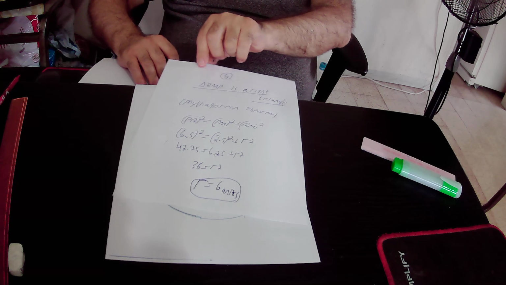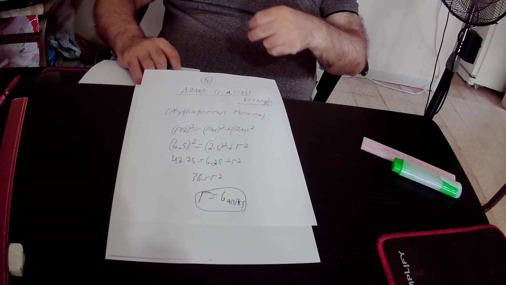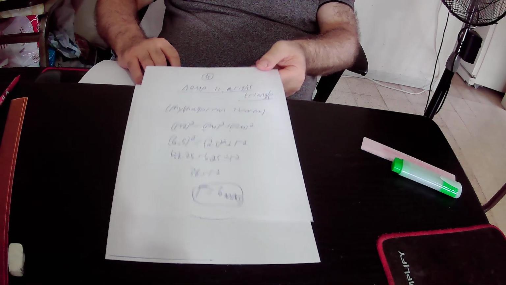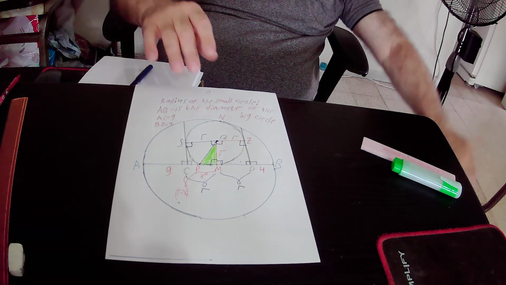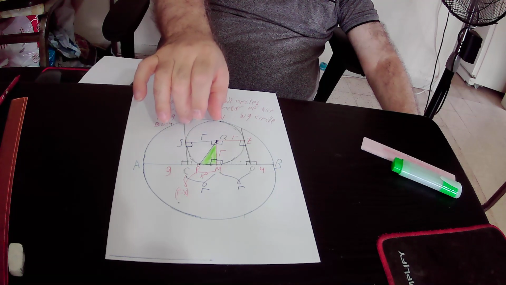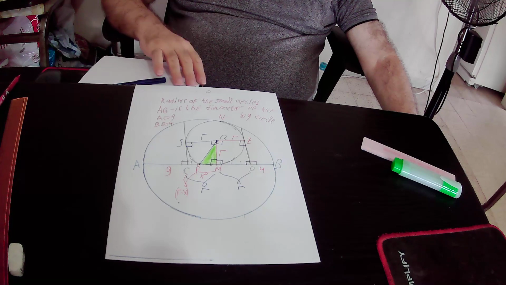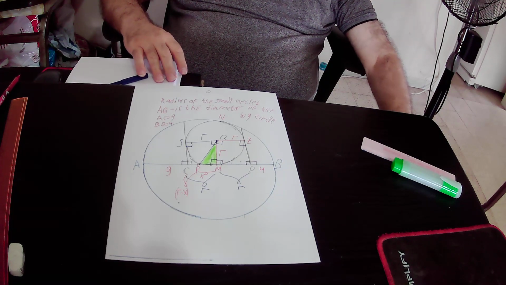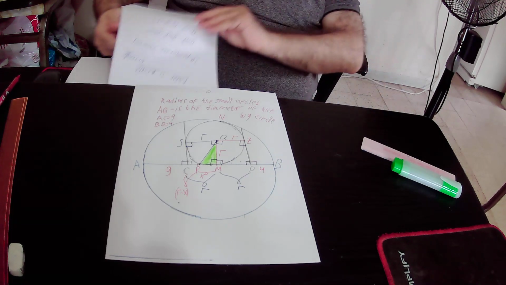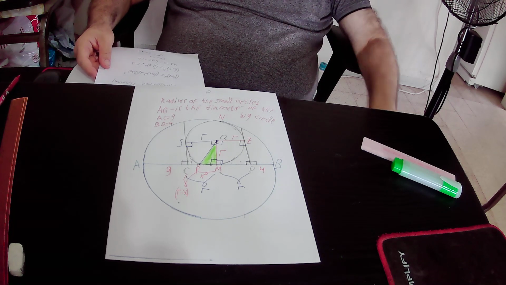I found out that the radius of the small circle equals 6 units. So the radius of this small circle, that is to say small r, equals 6 units. Okay, so now I'll summarize the lecture. Actually, we wanted to find out the radius of the small circle.